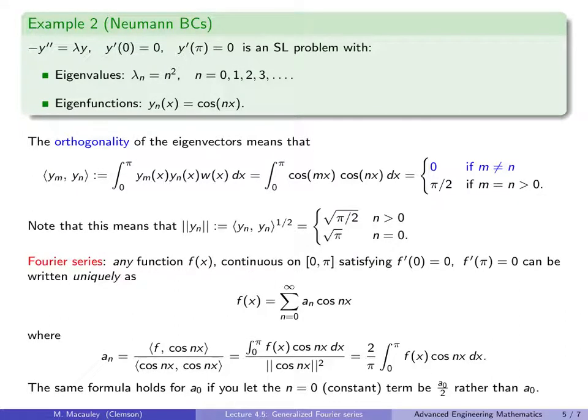In fact, the same formula actually holds for a naught if, instead of this formula here, you write this instead as a naught over 2 plus the sum from n equals 1 to infinity of an cosine of nx. So that's one reason why this a naught over 2 is in place: it gives the same formula for all an's, including n equals 0. And the reason why we need to do that is because of this pi over 2 versus pi.